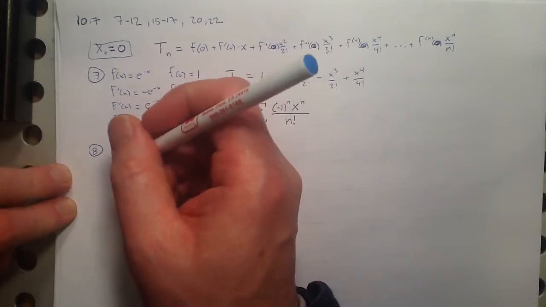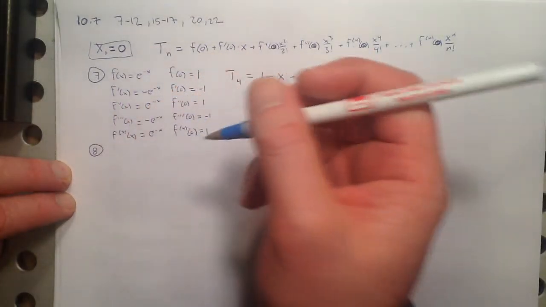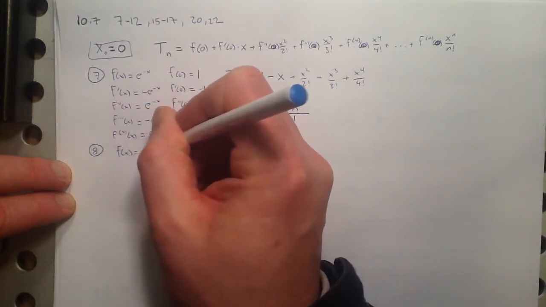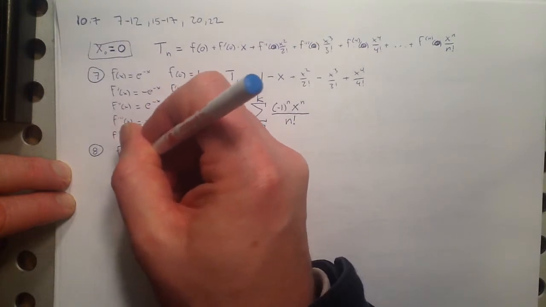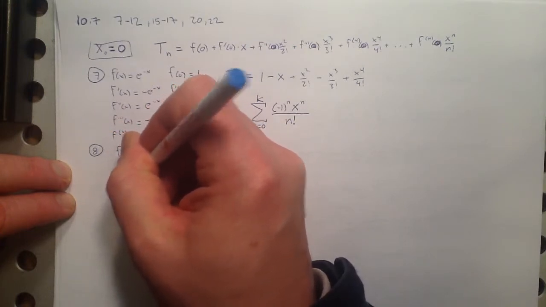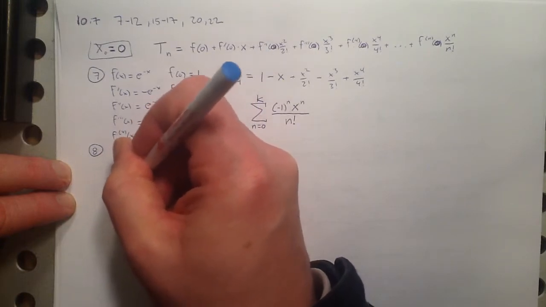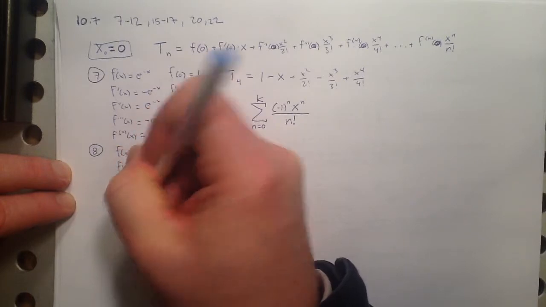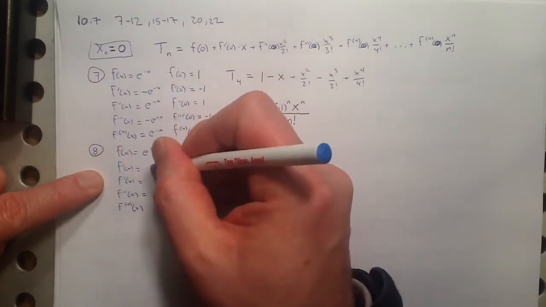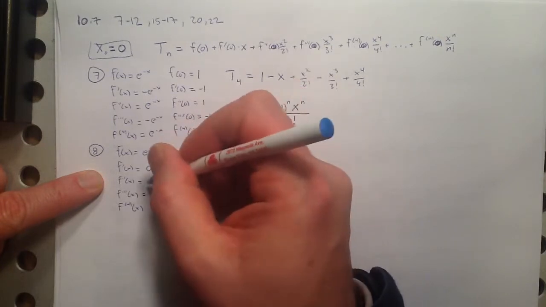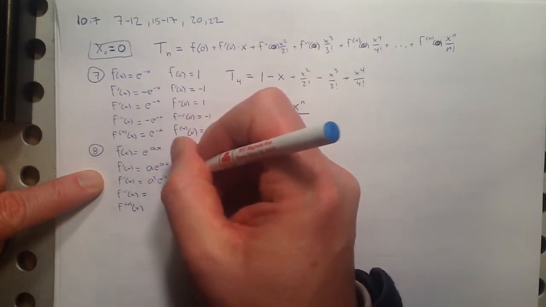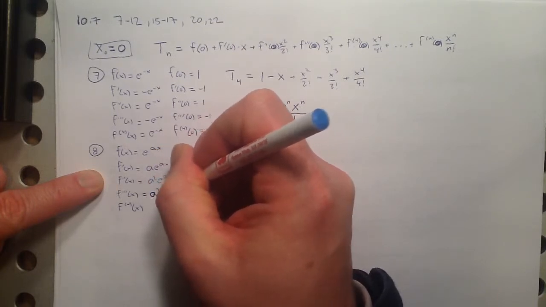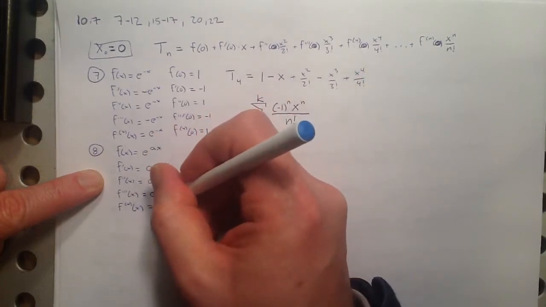Number 8, we have the function e to the ax. So what do the derivatives of that look like? Well, when I take the derivative of this by the chain rule, an a is going to pop out, and then another one, and then another one, and then another one. So every time the chain rule pops another a out.